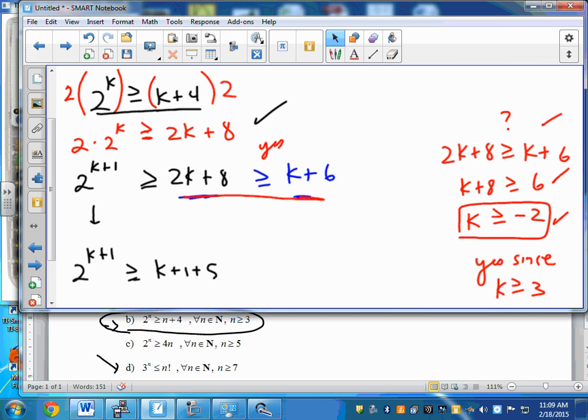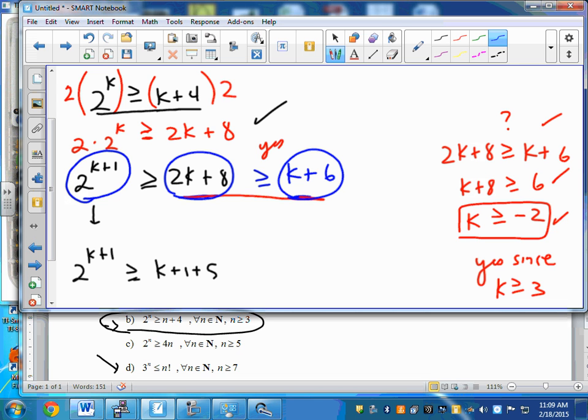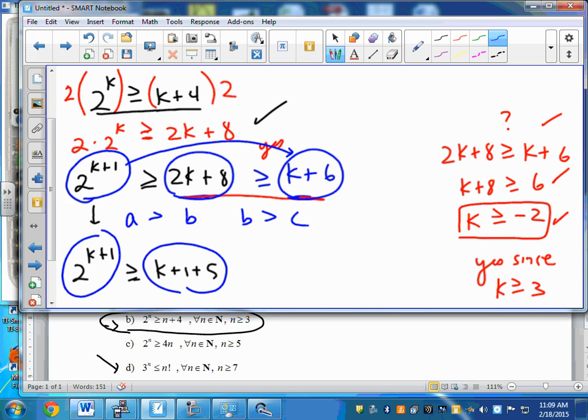So by transitivity, we have 2 to the k plus 1 is larger than 2k plus 8. And we've shown that 2k plus 8 is larger than k plus 6. So if A is bigger than B and B is bigger than C, we can make the statement that 2 to the k plus 1 has to be bigger than k plus 6. We sort of hop over this middle stage. Okay, and that's by transitivity.